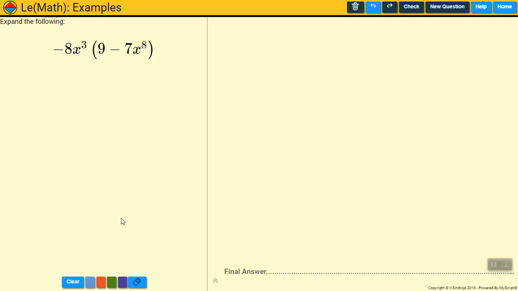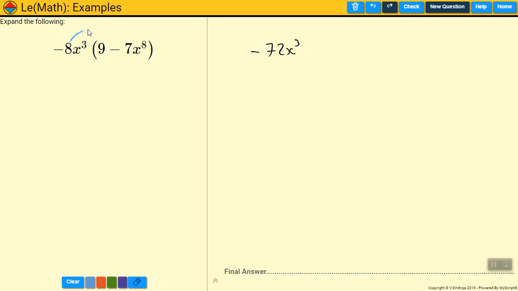This one's a bit different because there's a negative in front of that 8, so it's a negative 8x cubed. First of all, we're going to do the first term times the first term. What's minus 8 times 9? Well, that's minus 72. And then there's an x cubed. There's nothing there, so we just whack the x cubed on the end.